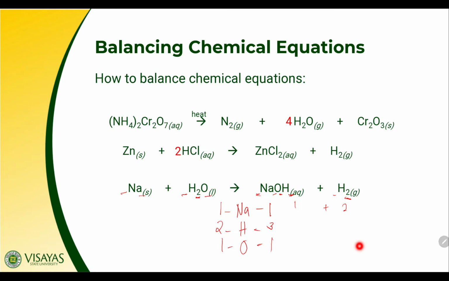So what should we do? We have to add 2 for sodium hydroxide and water. Okay? So when we put a coefficient 2 in here, we have 2 times 2. This becomes 4. Then multiply this 2 by 1 with a subscript here. So this becomes 2 plus 2. We now have a balanced number of hydrogen atoms in the equation. Okay? So this is now the balanced chemical equation.